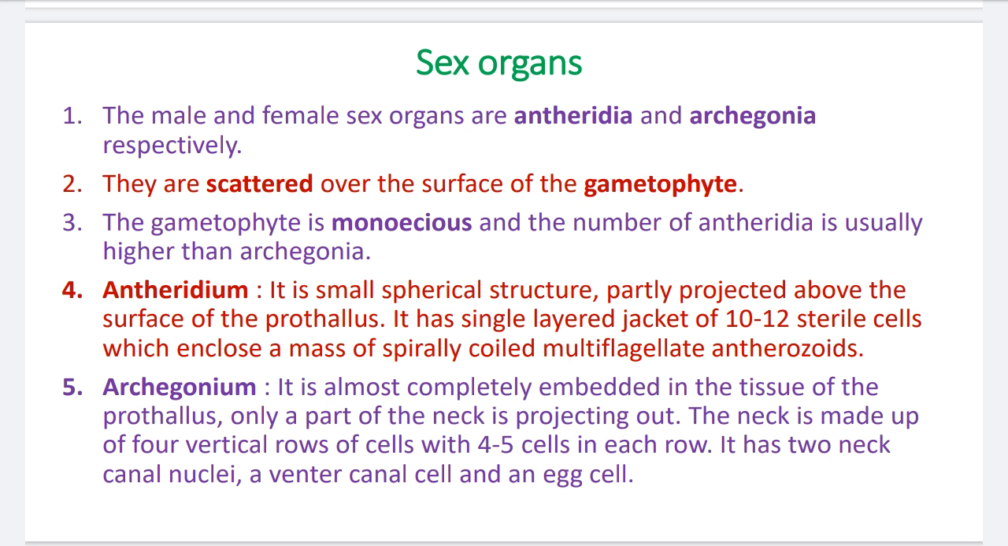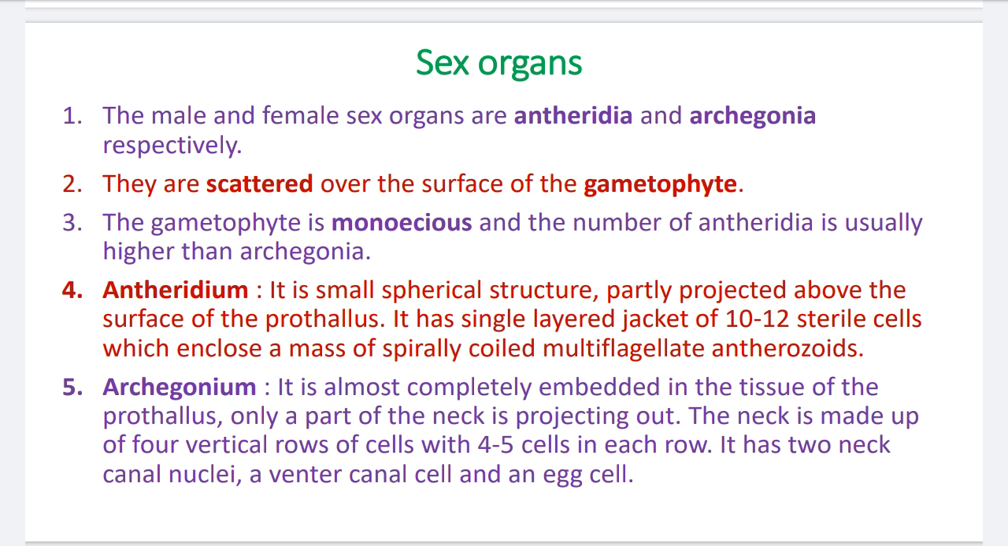Antheridium is small and spherical, meaning circular, partly projected above the surface. It is partly projected and partly embedded in the prothallus. It has a single-layered jacket. This antheridium is further covered by the sterile jacket layer, which is the protective layer, and this is the unique characteristic of antheridia and archegonia. They are covered by the sterile jacket layer.